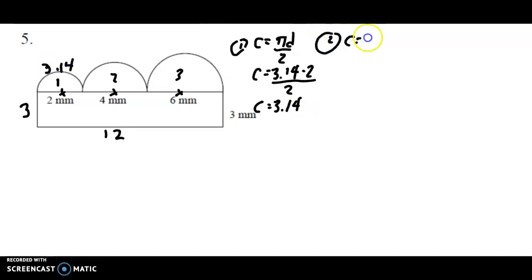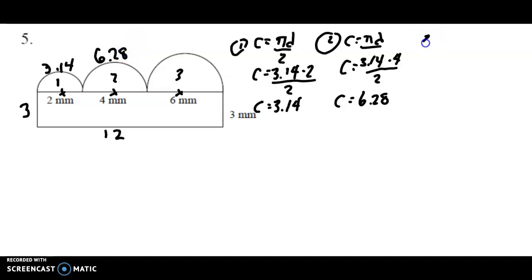C equals pi d divided by 2. Oh, let me fix that. I wrote C twice. Let's try this again. C equals 3.14 times the diameter of this one, which is 4, and divide that by 2. Put that in my calculator. I get 6.28. And that's this one.